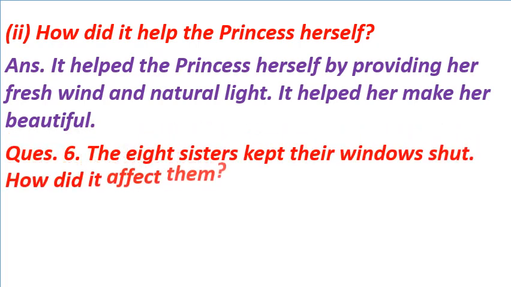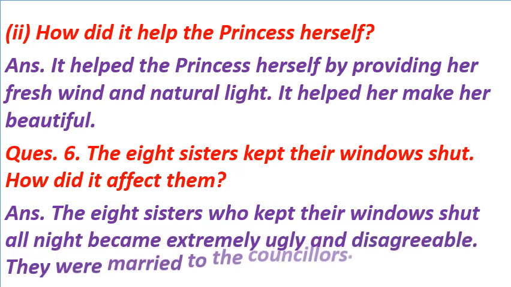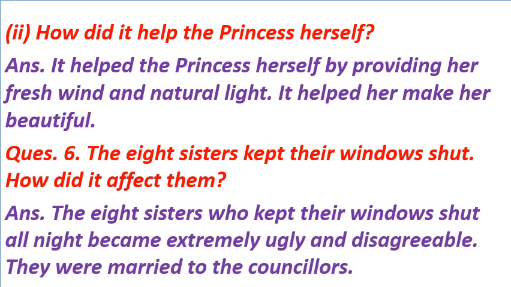Question number 6: The 8 sisters kept their windows shut. How did it affect them? The answer is: the 8 sisters who kept their windows shut all night became extremely ugly and disagreeable. They were married to the counselors. So these are the question answers, which you have to write in your fair notebook by following the correct format. So this is the end of the lecture.